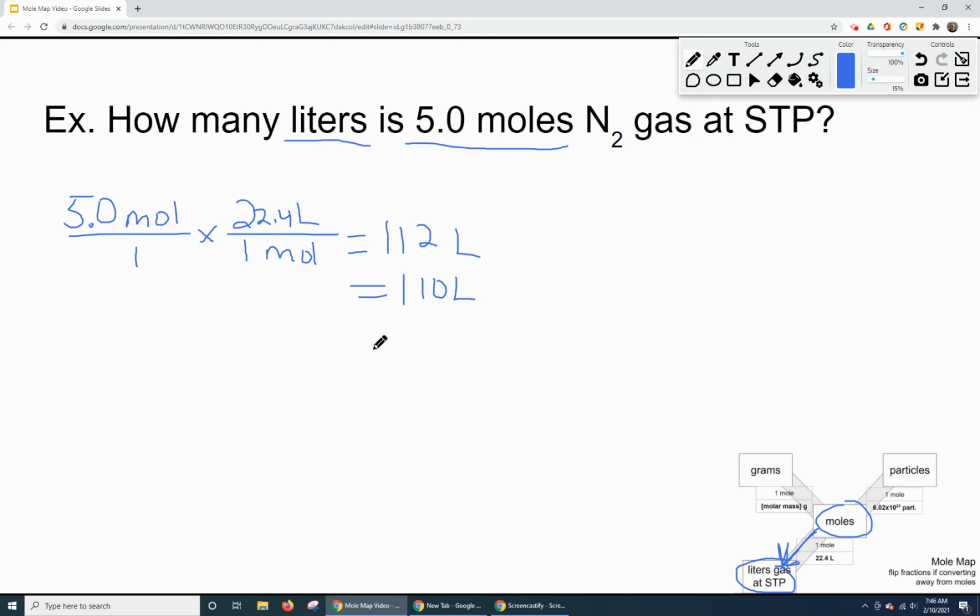All right. So you'll notice we didn't use Avogadro's number, and we also didn't use grams. The reason we didn't use molar mass or grams or particles is they weren't mentioned in the problem. So we're not going to go up either of these different directions. We're just going to use the liter number because we're just converting between moles and liters. So we can use the mole map to figure out which calculations we need to do.